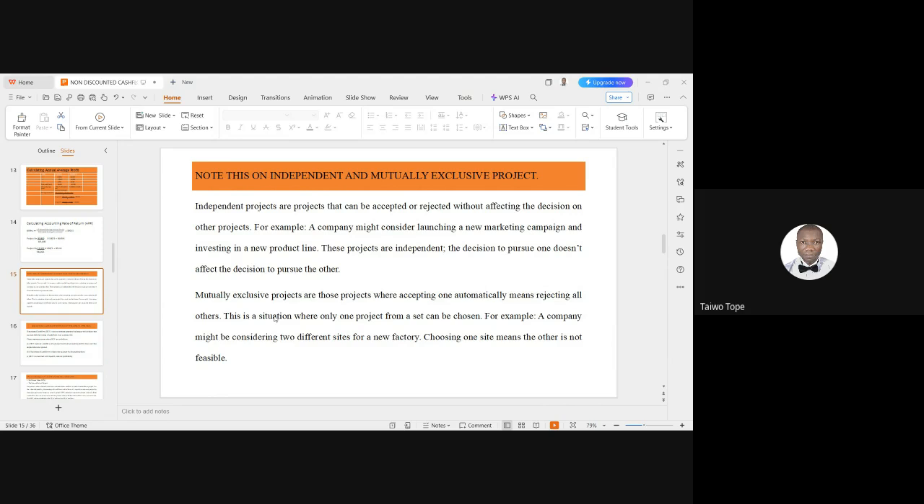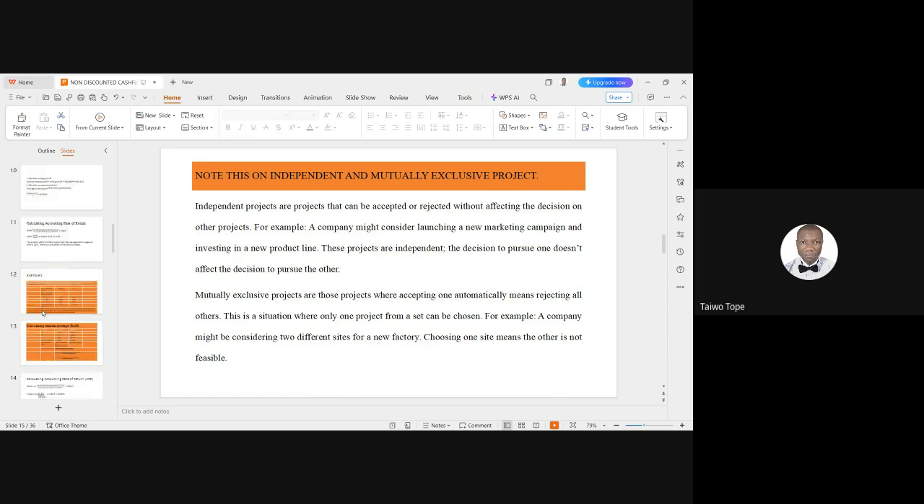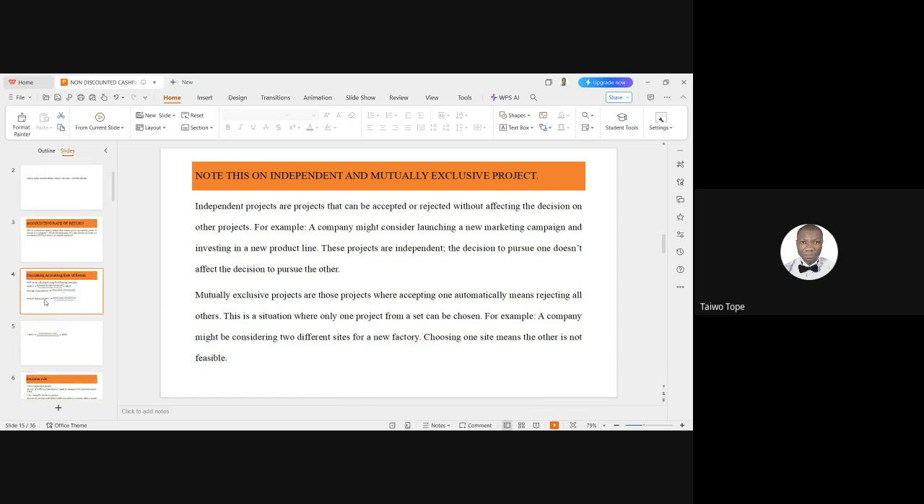And also, we can have a case of mutually exclusive projects. These are those projects where accepting one automatically means rejecting all others. So this is a situation where only one project from a set can be chosen. For example, a company might be considering two different sites for a new factory. Choosing one site means that the other is not viable. So you must note this and be able to differentiate between these two.